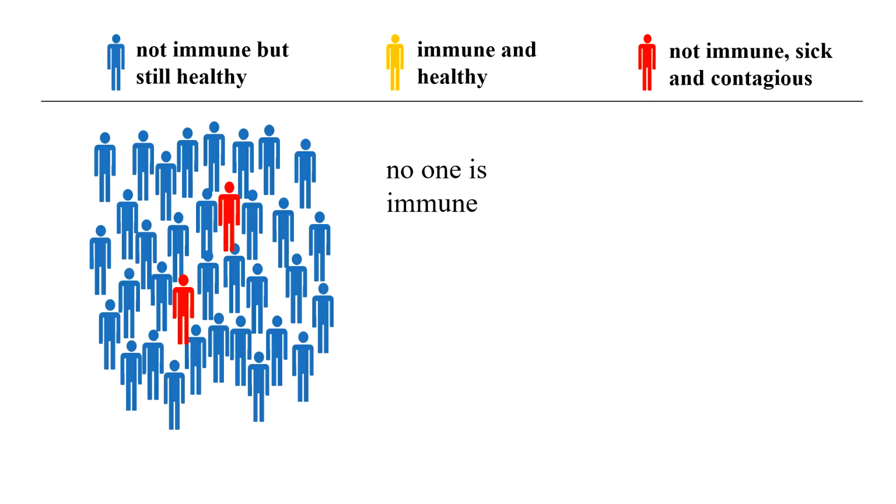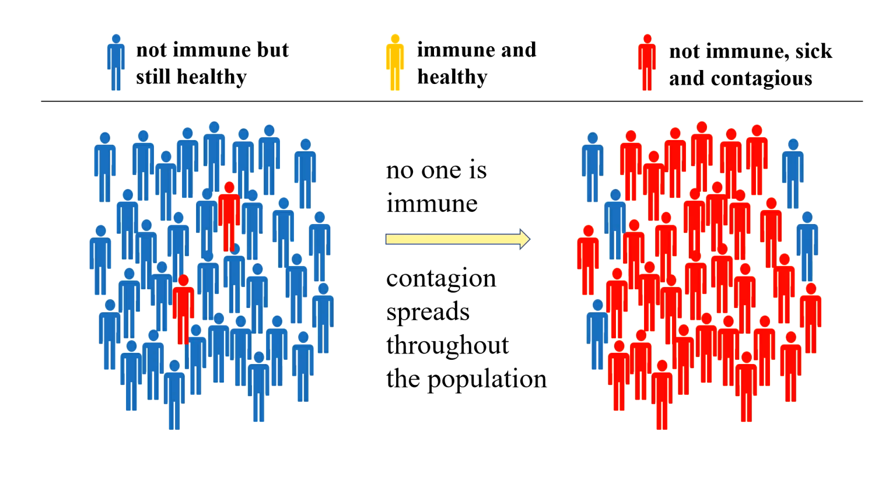So you see the blue guys here, they are not immune but still healthy, and the orange or the gold are immune and healthy, and then you have the red ones. Those are the individuals that we designate as not immune, sick, and contagious. So in this group of individuals on the left hand side, you'll see a lot of non-immune individuals that are healthy, and there are 2 individuals among this group that are sick and contagious. So over time, what will happen is they will spread this infection throughout the population.